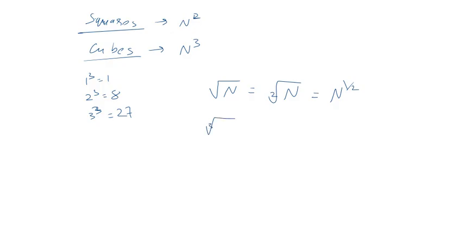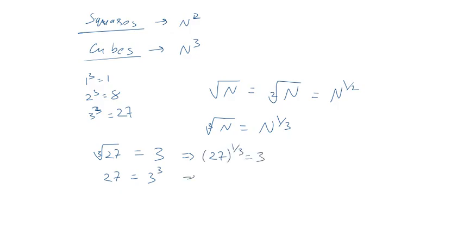Similarly, what is cube root? Let's suppose a number is a perfect cube. It is also known as the third root. The third root or cube root of 27 is 3, because 27 is 3 cube. This can also be written as 27 to the power 1 by 3 is equal to 3. This implies 27 is cubed on both sides. If we do that, it will look like the same thing.